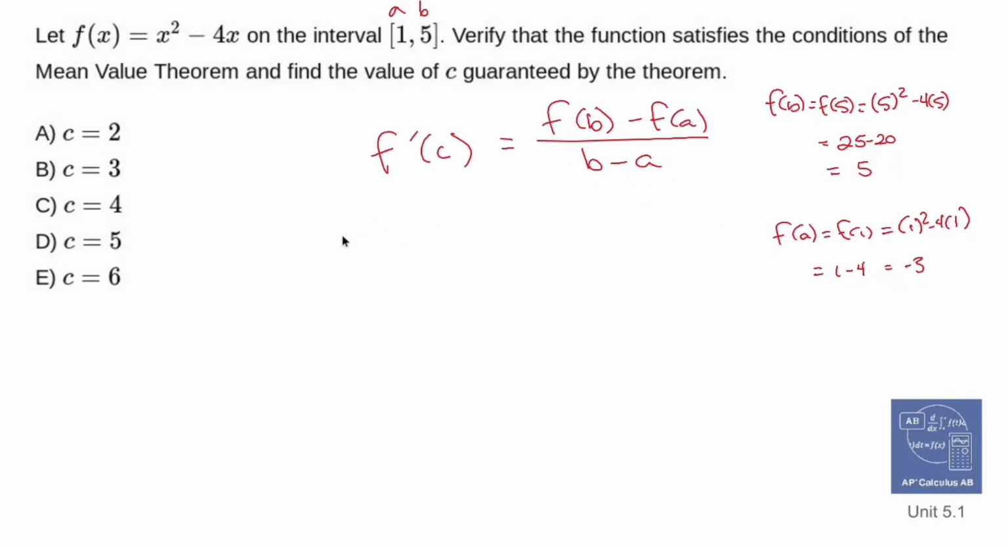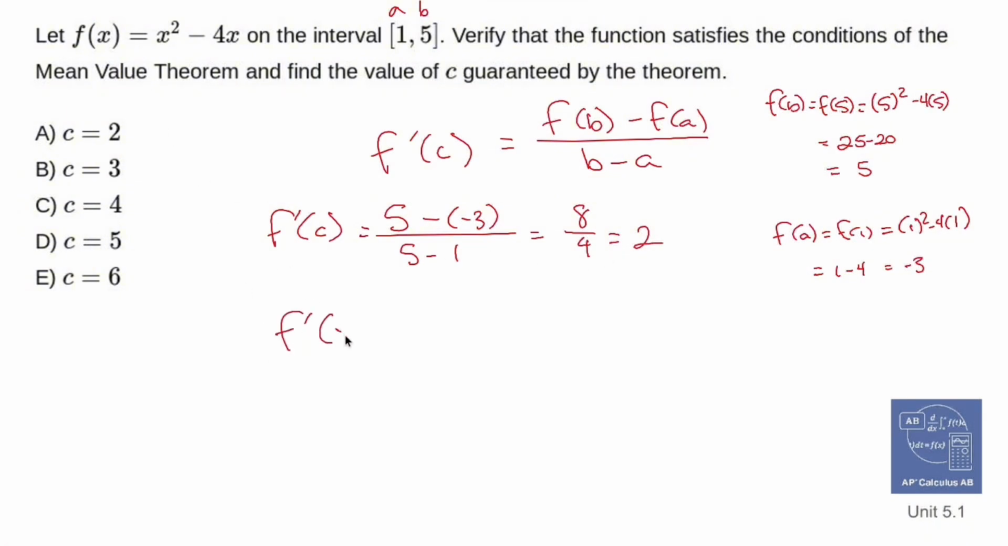And then I have b minus a. So f prime of c has to be f of b, which is 5, minus f of a, which is negative 3, all over b, which I called 5, minus a, which I called 1. So we've got the double negative, meaning you add, so 5 plus 3 is 8, 8 over 4 is 2. So I need an f prime of c that equals 2.